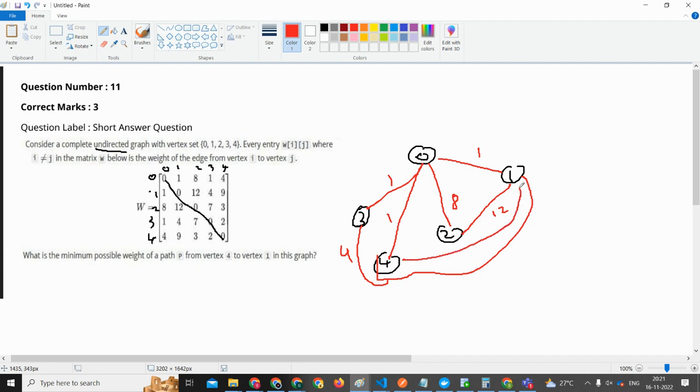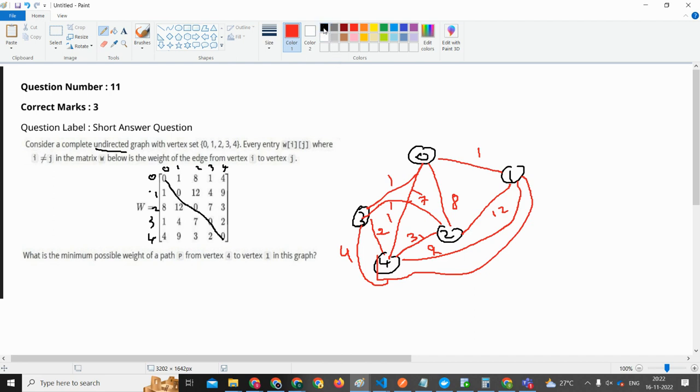Apologize for the bad drawing. 1 to 4, it is 9. And then 2 to 3, it's 7. And 2 to 4, it's 3. And then 3 to 4, it's 2. All right, so we have this. Ideally, I think it's not so confusing.